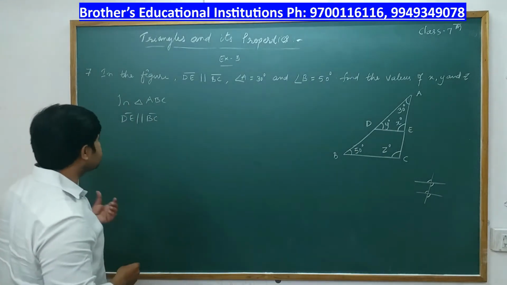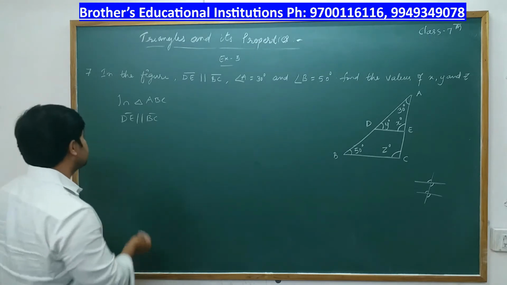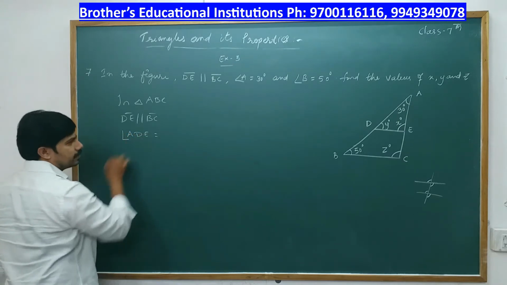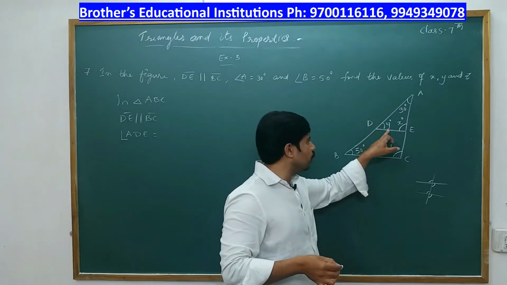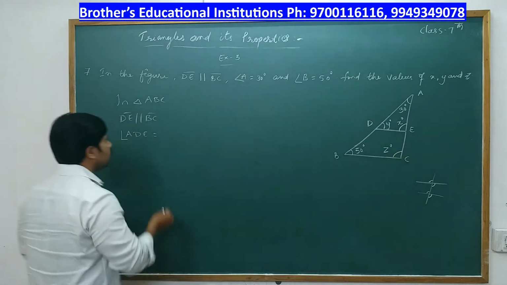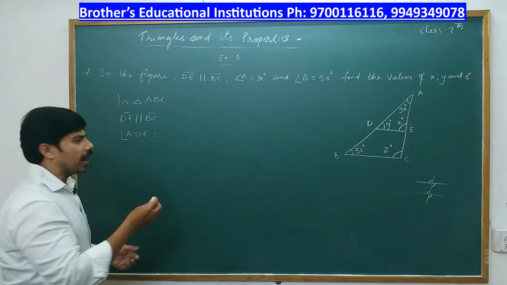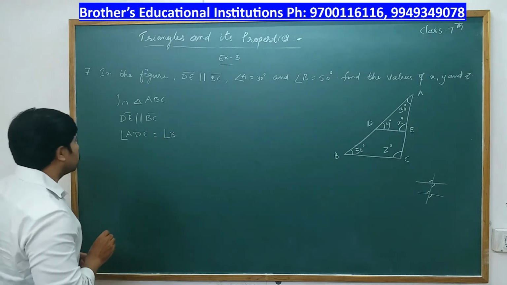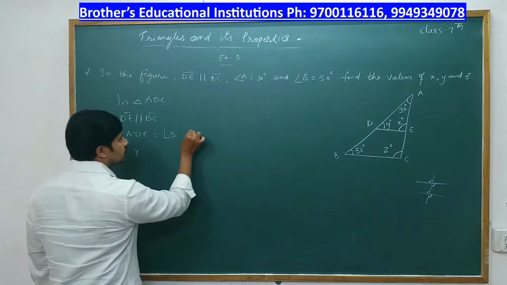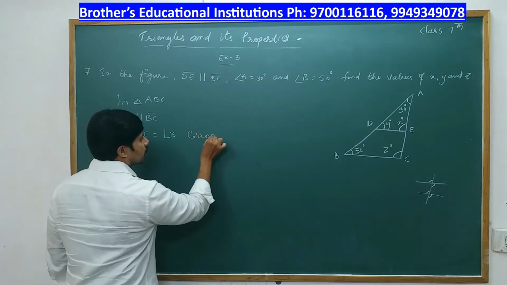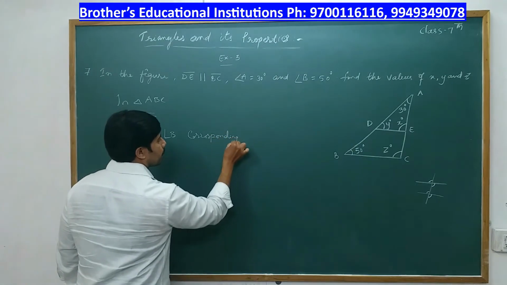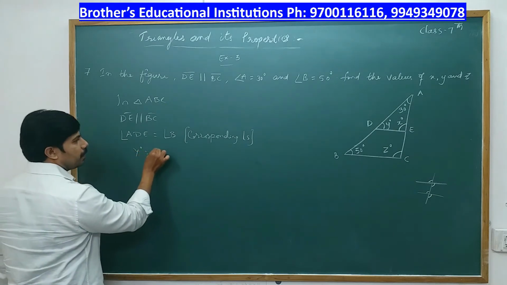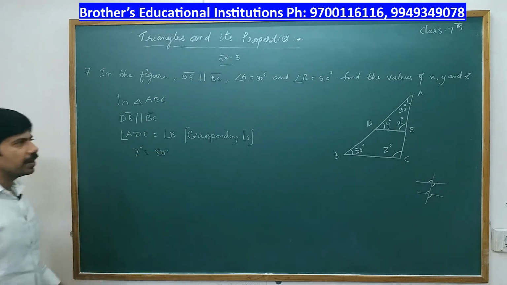So as DE is parallel to BC, we can write like this. How to represent Y? It is angle ADE, because we need Y. Angle ADE is equal to angle ABC, or simply angle B. So angle ADE, what is the reason? The reason is it is corresponding angles. So ADE is Y and angle B is 50 degrees. Okay, so this is over.